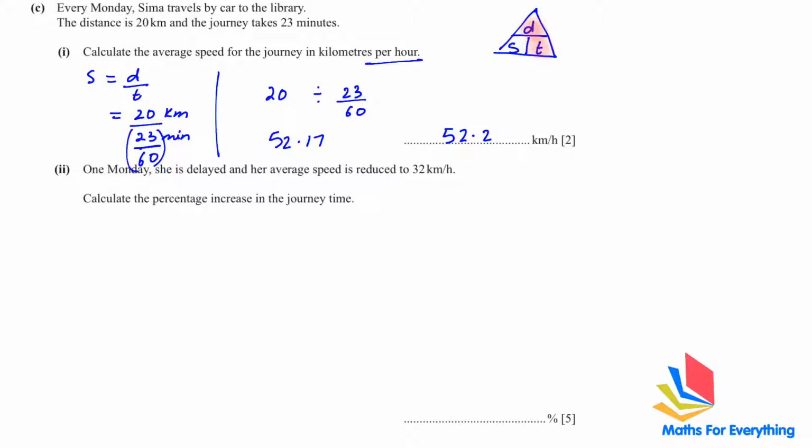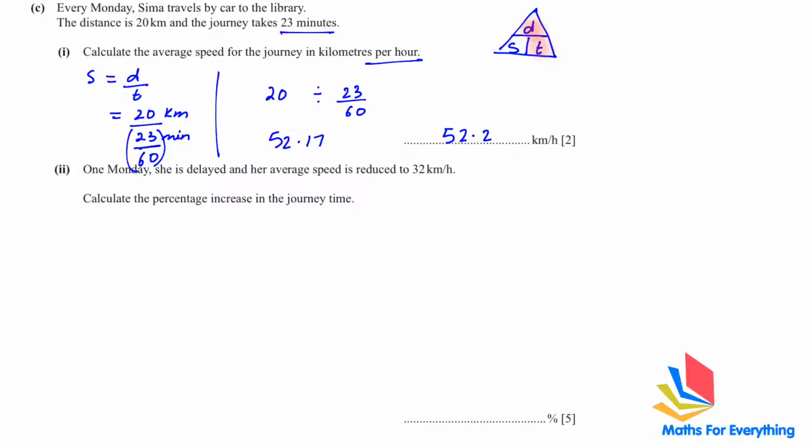Next part of the question. One Monday she is delayed and her average speed is reduced to 32 kilometer per hour. Calculate the percentage increase in the journey time. Now, what do you understand from this question? That the speed has changed. First it was 52.2 kilometers. Now it is 32 kilometers. So there's been a change in the speed. And because of the change in the speed, the time taken has changed. So we have to find the new time. The distance remains the same.